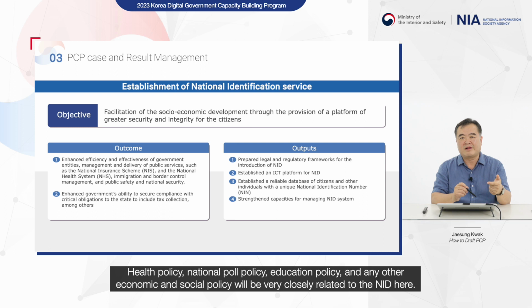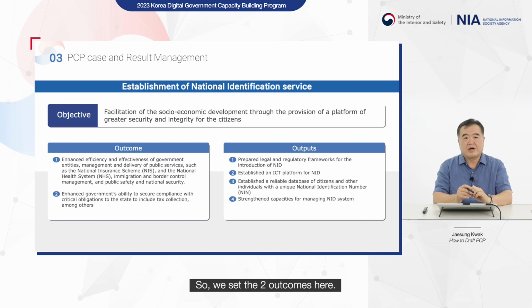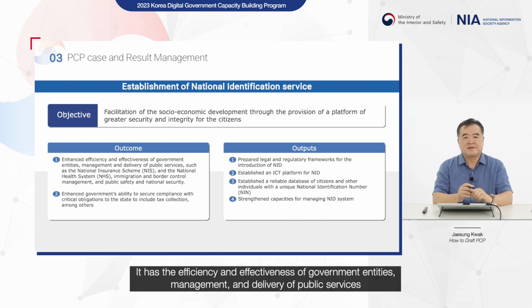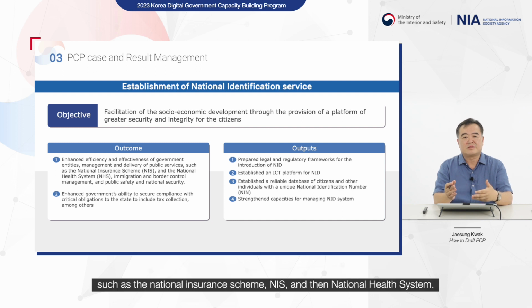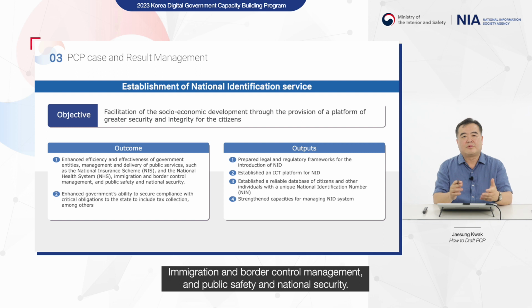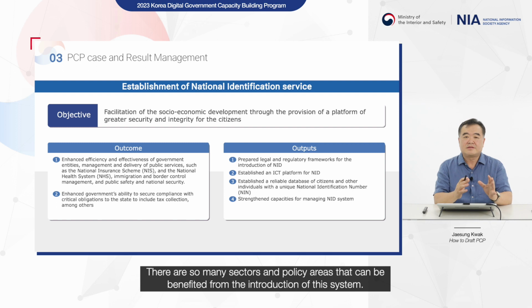Health policy, national welfare policy, education policy, and other economic and social policy will be very closely related to the NID here. So we set the two outcomes here: enhanced efficiency and effectiveness of government entities' management and delivery of public services such as the National Insurance Scheme, NIS, and the National Health System, immigration and border control management, and public safety and national security. There are so many sectors and policy areas that can benefit from the introduction of this system.